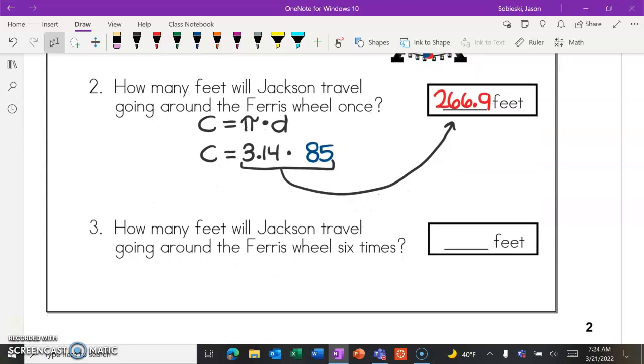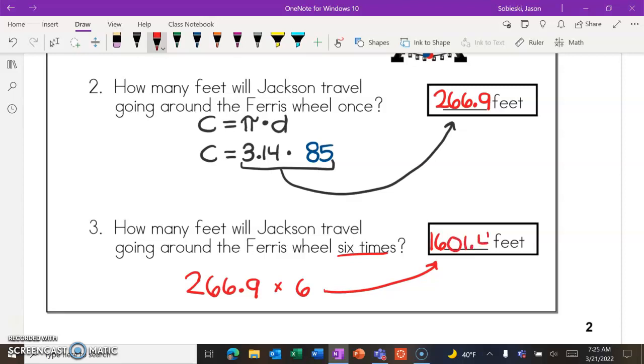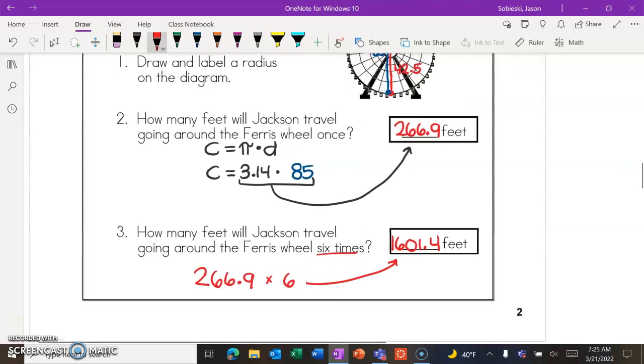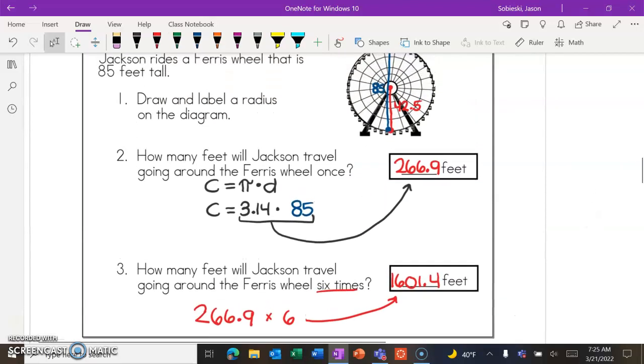Okay, follow-up question. How many feet would Jackson travel if he went around the Ferris wheel 6 times? Well, we already figured out that one trip around is 266.9 feet. So it's the same. The circle is not changing, so we just have to multiply that by 6. And let's see. So 6 trips around the Ferris wheel would give him a distance of 1,601.4 feet. And again, we didn't even have to go to the circumference formula again since we already had the circumference. You just have to multiply that by 6.